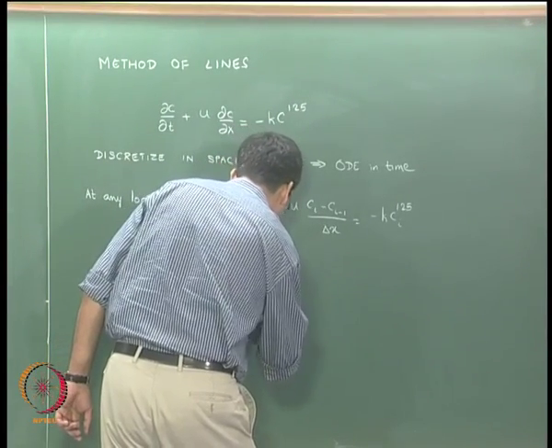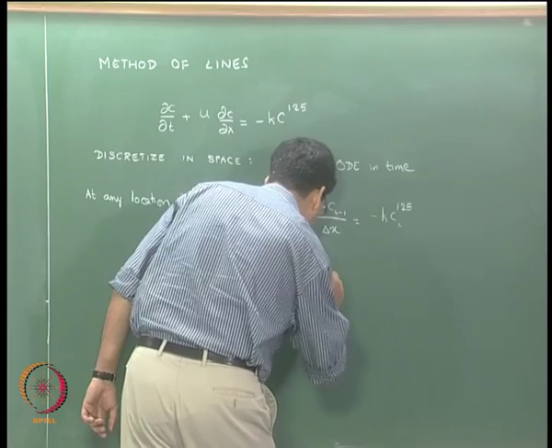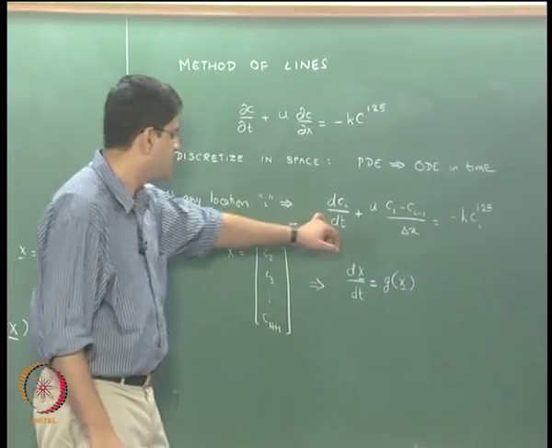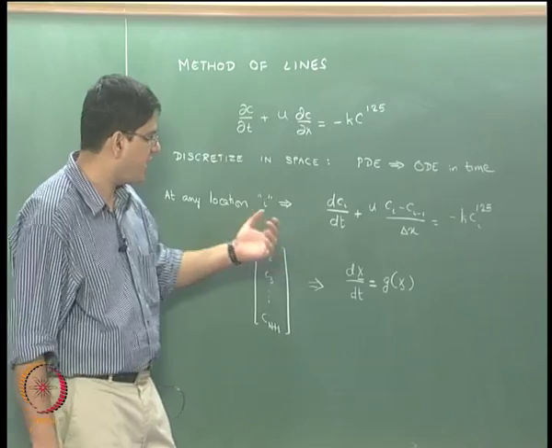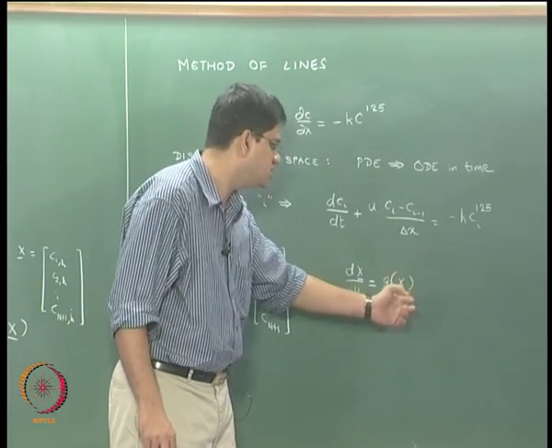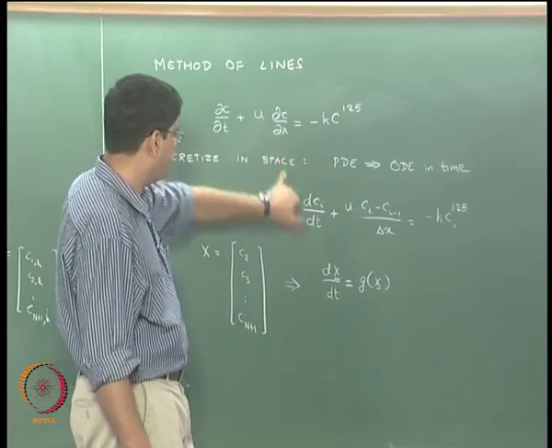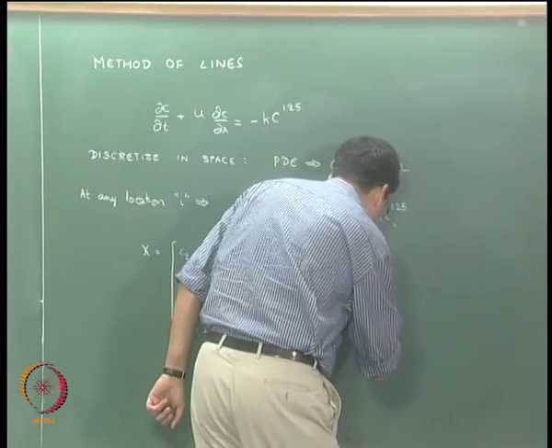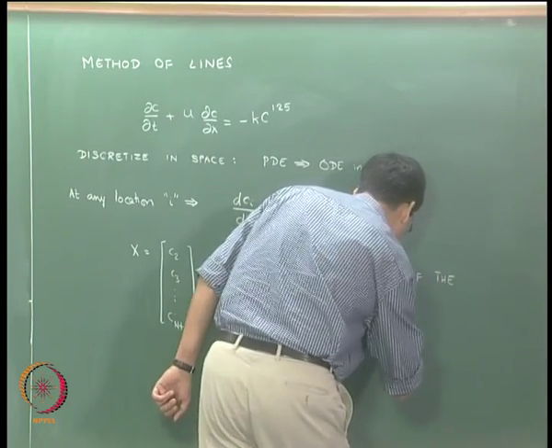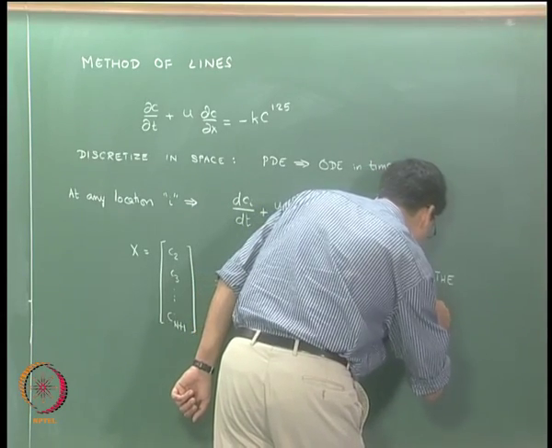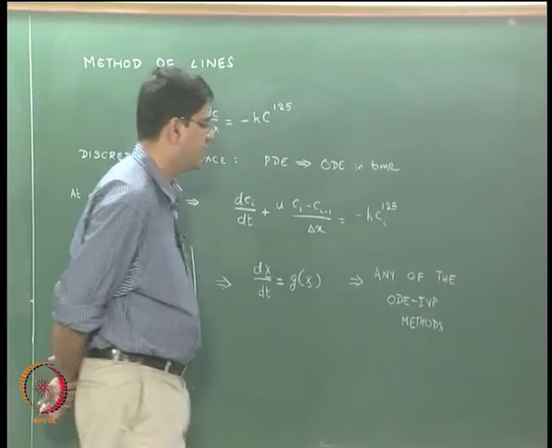And when we define this, we are going to get dx by dt equal to some g of x bar. This dci by dt depends on ci and c(i-1) only. As a result, in each of those g of x bar, ci is going to depend only on those two components. So this is the overall ODE that we are getting. From the PDE we have finally gone to an ODE, and we can solve it using any of the ODE IVP methods.